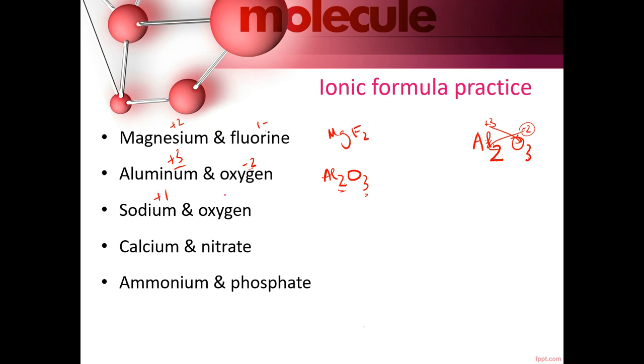Sodium and oxygen. Sodium has a charge of +1. Oxygen has a charge of -2. Those don't balance. I need 2 of these to balance out that -2, and so your formula is going to be Na2O. Calcium and nitrate. Be careful.